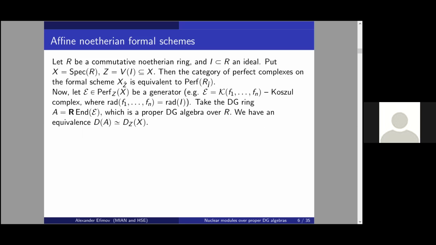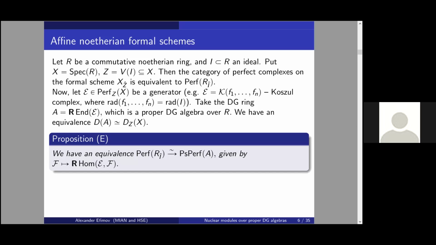So we have an equivalence: the derived category of A is the same as the quasi-coherent derived category of X supported on Z. So basically, this is a proposition I attribute to myself because I didn't see it anywhere, but maybe it was known to people: perfect complexes over this completion are identified with pseudo-perfect complexes over A, again where the base commutative ring is R.